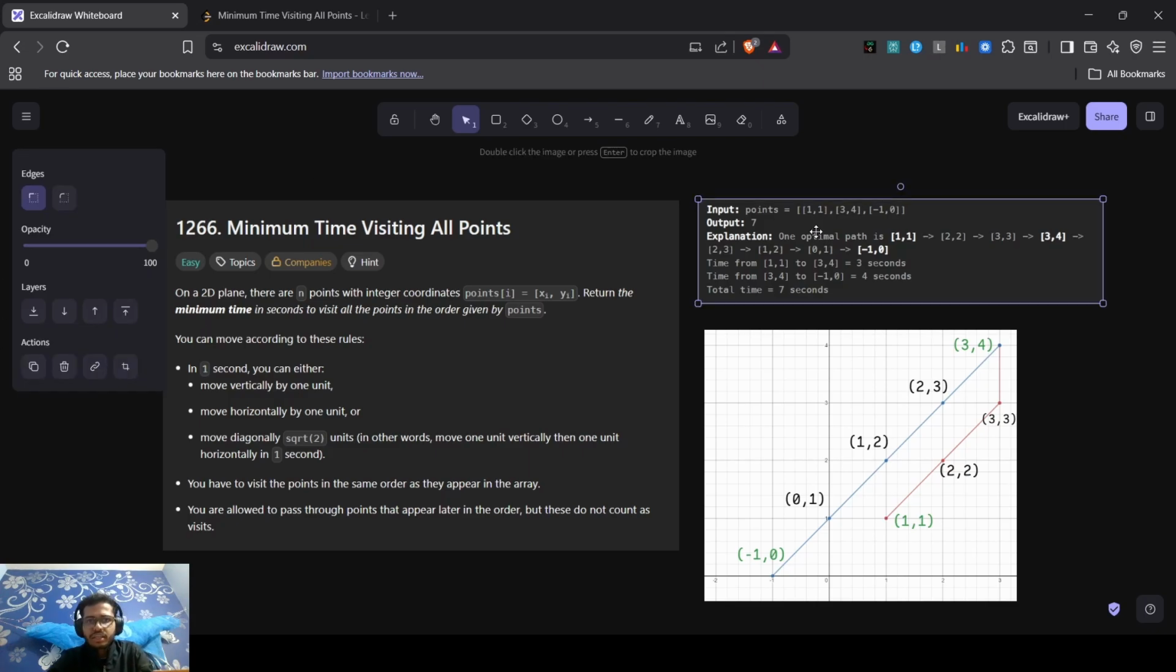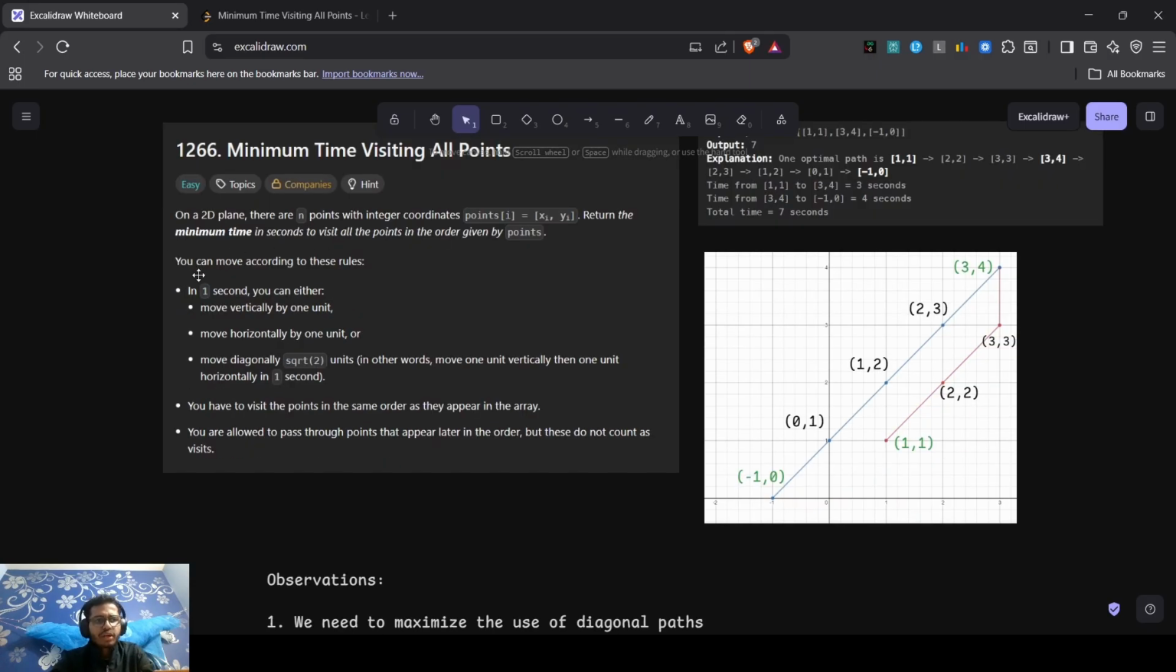Now, the points array is given: 1 comma 1, 3 comma 4, minus 1 comma 0. Let's see in the example. This is the point 1 comma 1. This is the point 3 comma 4. This is the point minus 1 comma 0. We need to visit these 3 points in this order only. You can't say that I will first visit 1 comma 1, then minus 1 comma 0, then 3 comma 4. You can't do that. You need to go step by step. You need to continue this flow. First, you need to visit 1 comma 1, then 3 comma 4, then minus 1 comma 0.